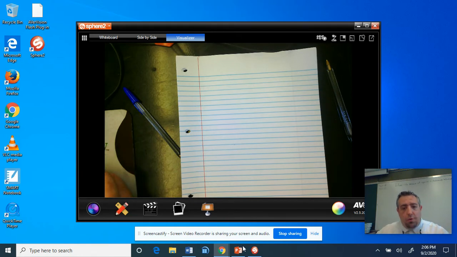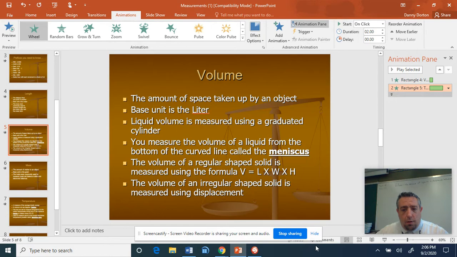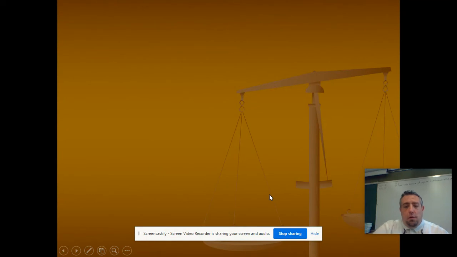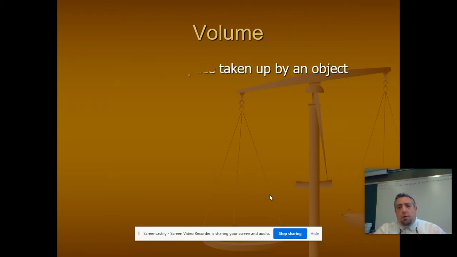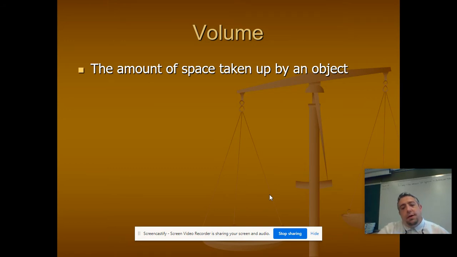So, what we're going to talk about today, and hopefully it's recording everything that I wanted it to, is volume. Okay? And volume is the amount of space taken up by an object. All right? A lot of times people get confused about volume and mass. They want to say mass is the amount of space taken up by an object, or they want to give the definition of mass, which is the amount of matter in an object, for volume. But volume is the amount of space taken up by an object.